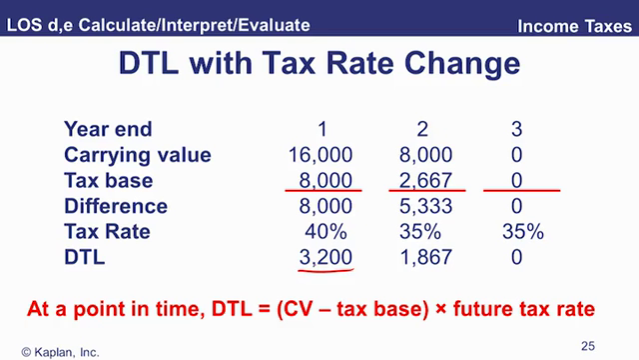Let's do the same for year 2. Carrying value 8,000. Tax base 2,667, giving us a difference of 5,333. Notice though, of course, this time our tax rate is now 35%. If we take 35% of 5,333, we get our deferred tax liability of 1,867. And of course, in year 3, the carrying value is 0, the tax base is 0, giving us a difference of 0, and hence the deferred tax liability is 0. So notice, therefore, that at any point in time, our deferred tax liability is the carrying value in the balance sheet minus the tax base times the future tax rate.